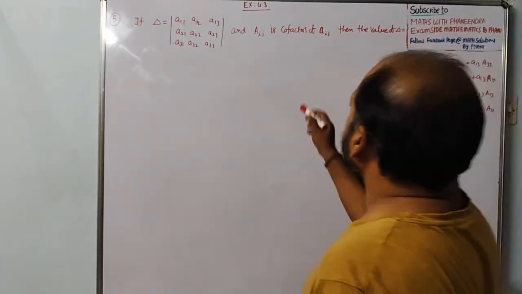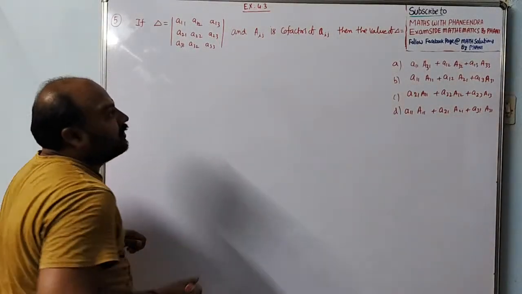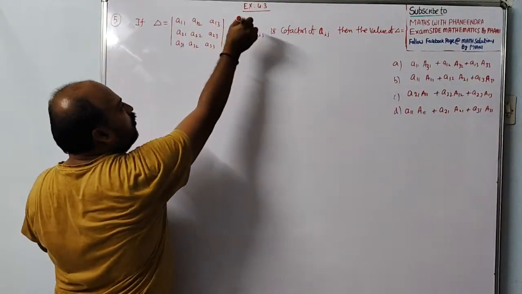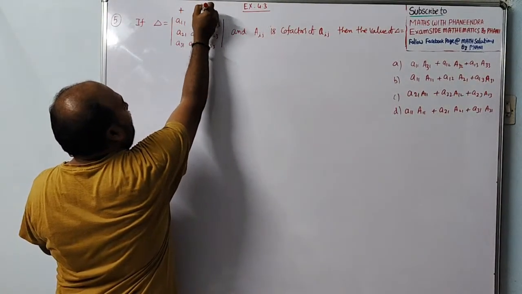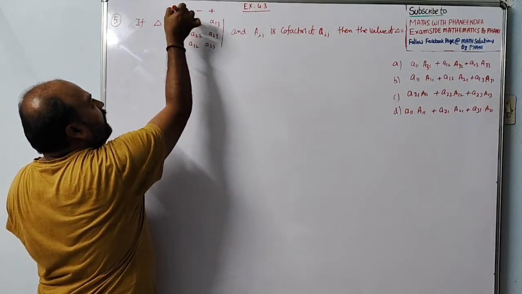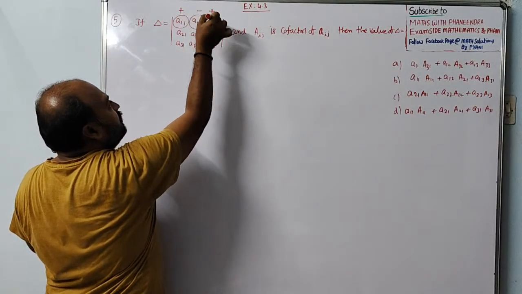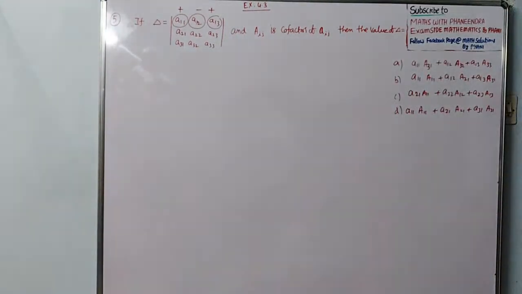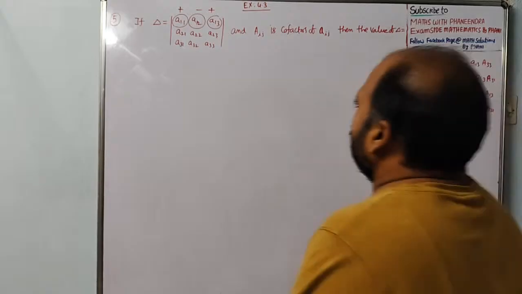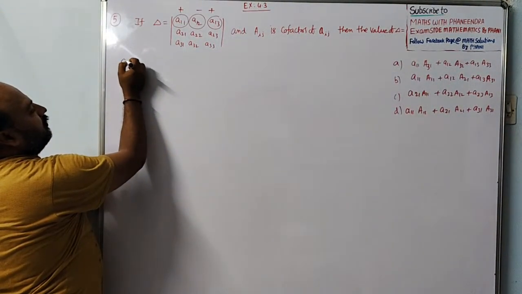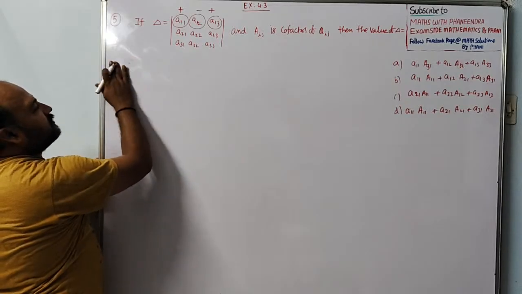So capital A is the cofactors of Aij, they are saying, dear students. With respect to row 1 I am taking, so plus, minus, plus. I want to calculate the cofactors of A11, A12, A13. See, before going to calculate cofactors, minors are important.